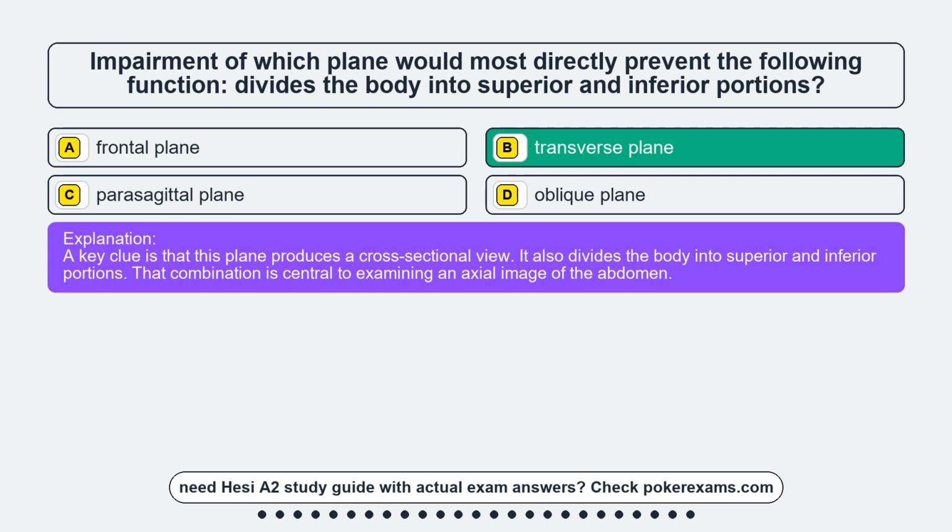A key clue is that this plane produces a cross-sectional view. It also divides the body into superior and inferior portions. That combination is central to examining an axial image of the abdomen.